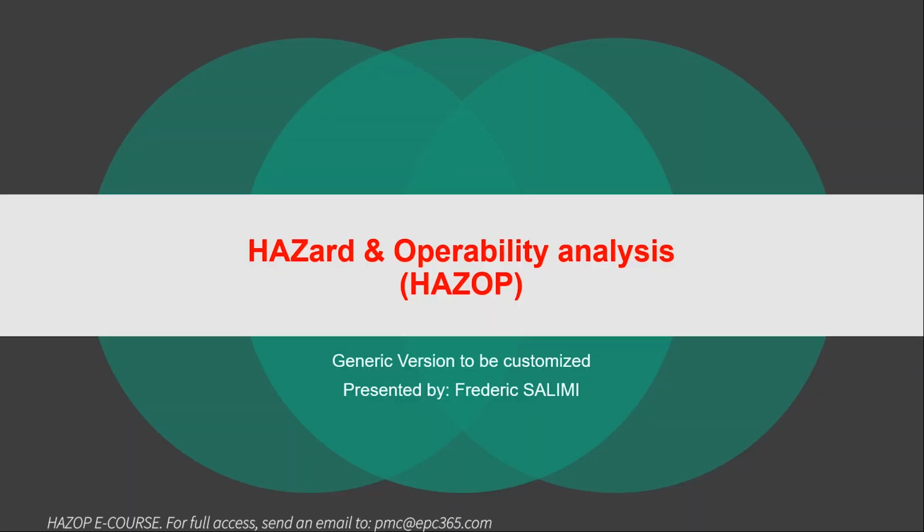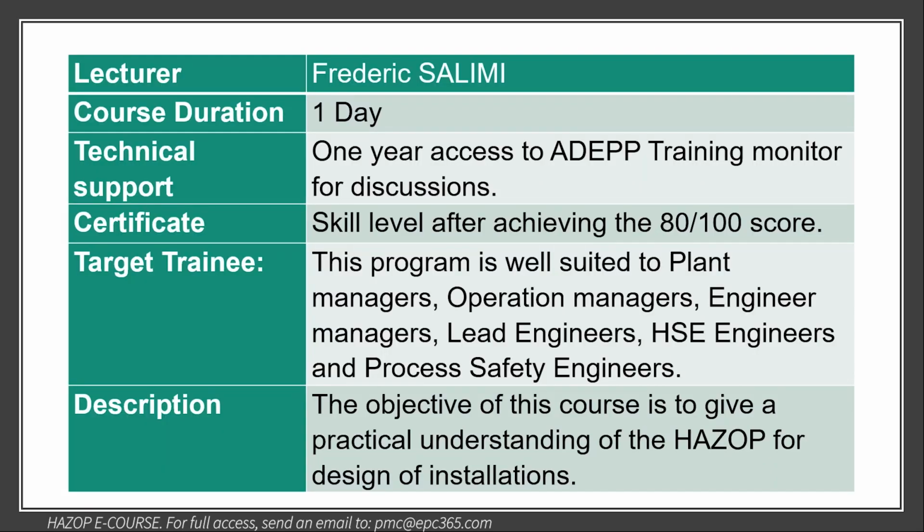Today we discuss the hazard and operability analysis. This is a generic version and will be customized for each project. This course takes about 1 day, and we will also give 1 year access to ADEPP Training Monitor for discussions. You will get a skill certificate after achieving a score of 80 over 100 at the end of the year.